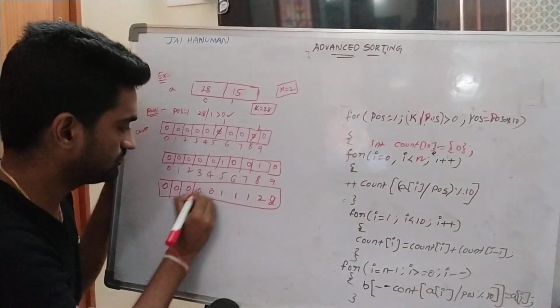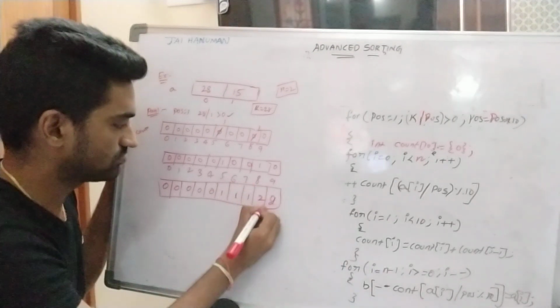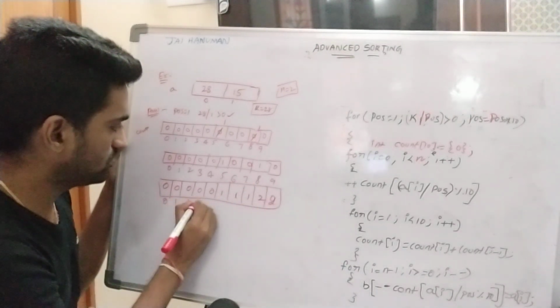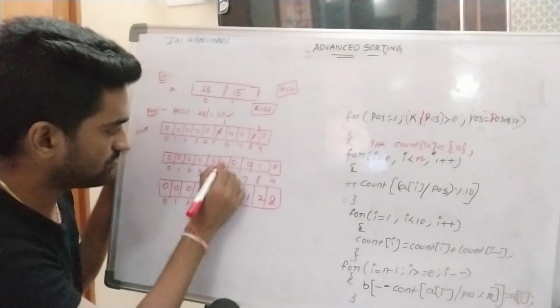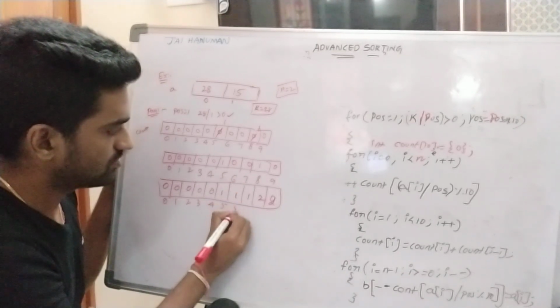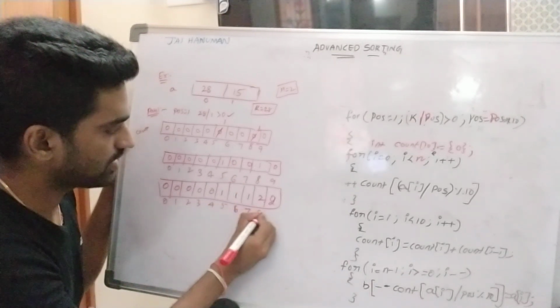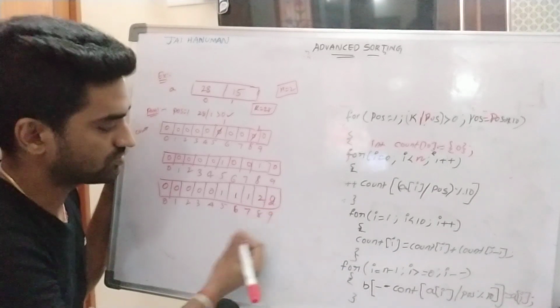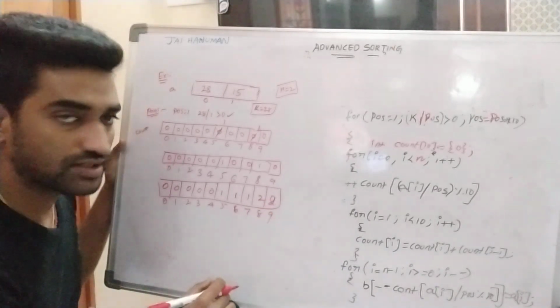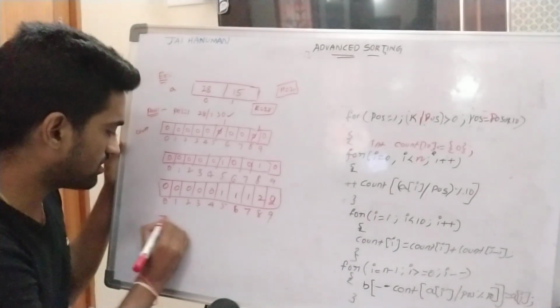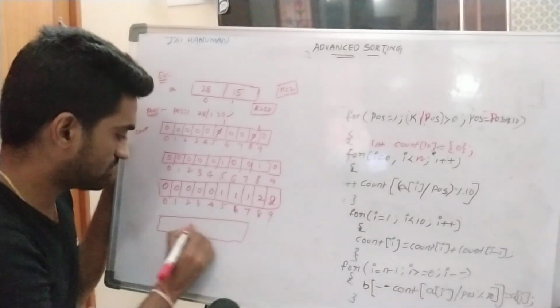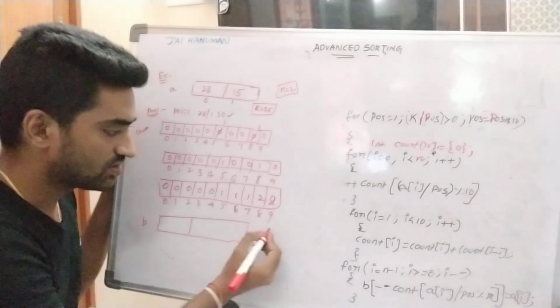So the count array is 0, 0, 0, 0, 0, 1, 1, 1, 2, 2 for indices 0 to 9. This is the newly updated count array. Based on this count array, I construct the output array. This is B.